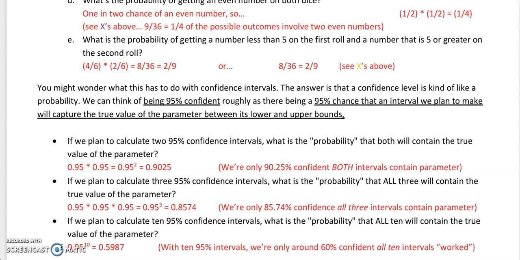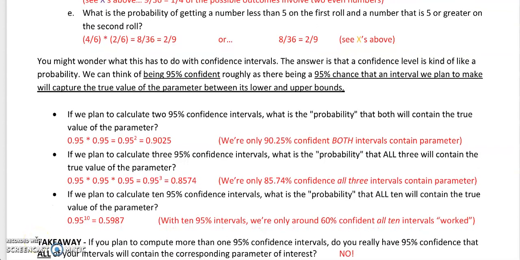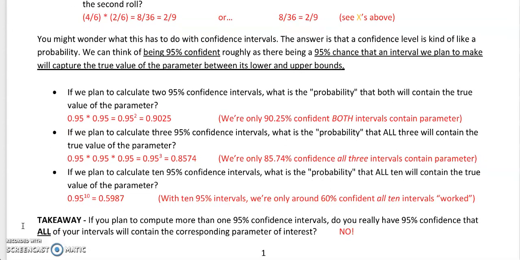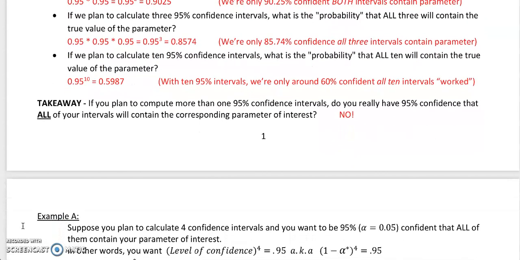And so if I'm trying to create this sort of overall story about what I've learned and what I've seen, I'm actually not very sure that my complete story is correct. Only about 60% sure. And so this is going to lead to some problems. If I'm going to calculate more than one 95% confidence interval, I'm not 95% confident that all of them contain the parameter of interest. The good thing is, we actually have a couple different ways that we can solve this problem. So let's look at our first example here on the next page.